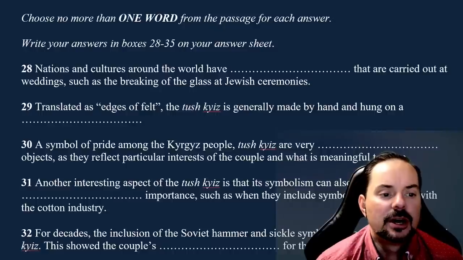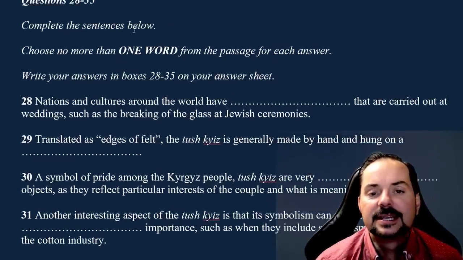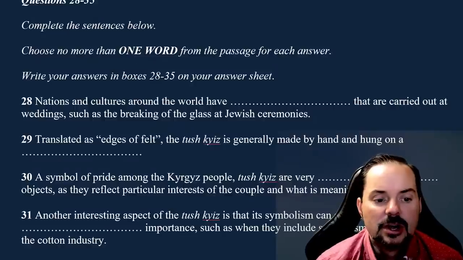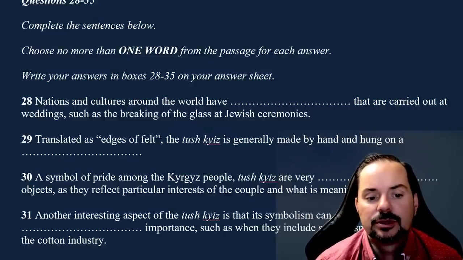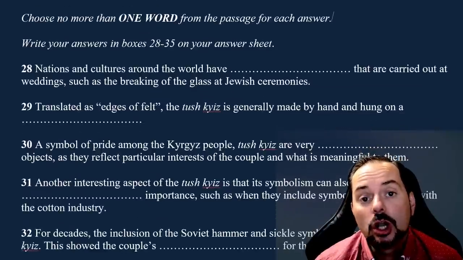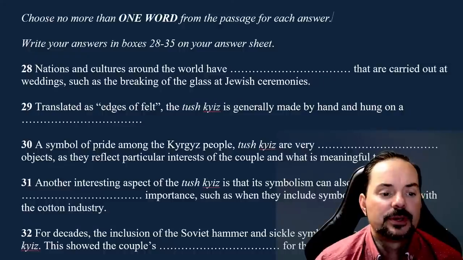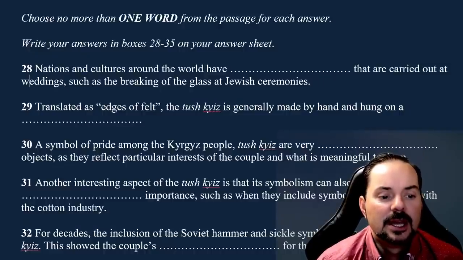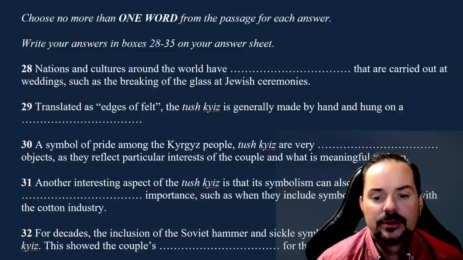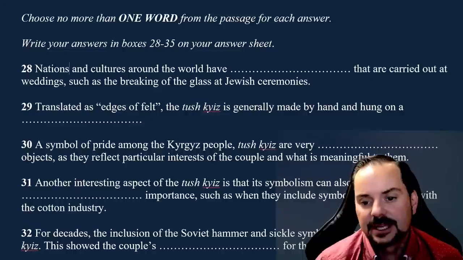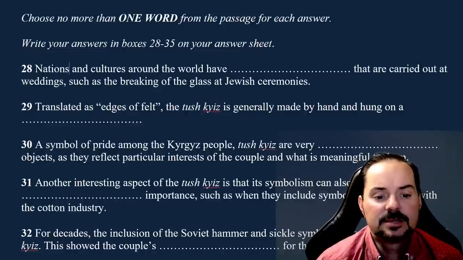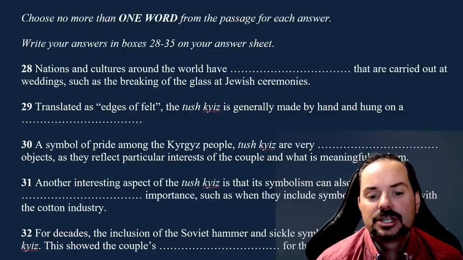Here we go with the first one. Complete the sentences below. Choose no more than one word from the passage. Write your answers in boxes 28 to 35. Now, this question, all of the information is in the passage somewhere, so we want to review this before we read the passage. So read with me, everybody. So nice and loud, reading with me. Okay, number 28. Nations and cultures around the world have something that are carried out at weddings, such as breaking of the glass at Jewish ceremonies.